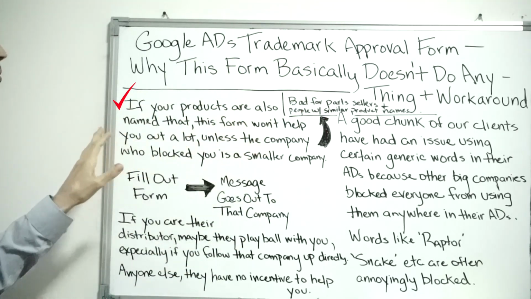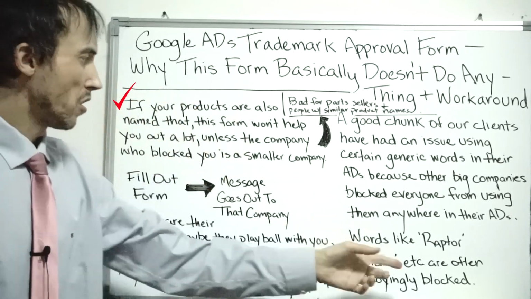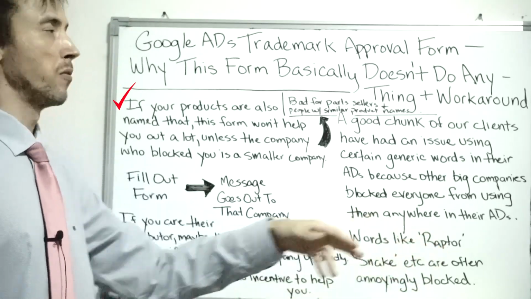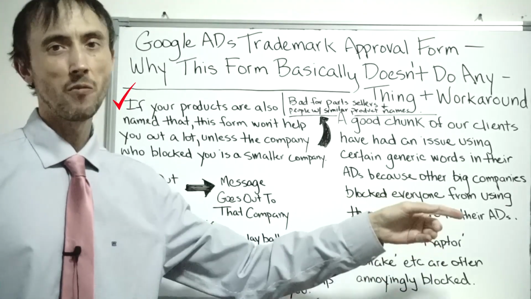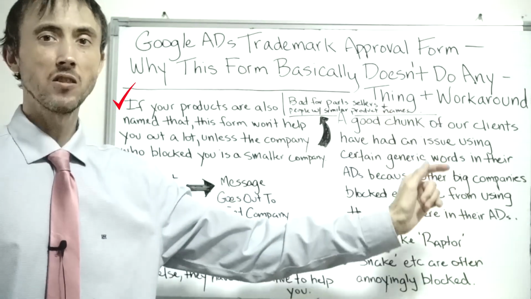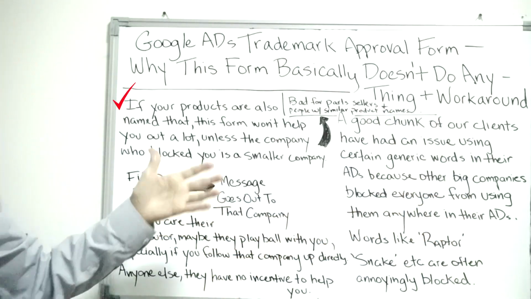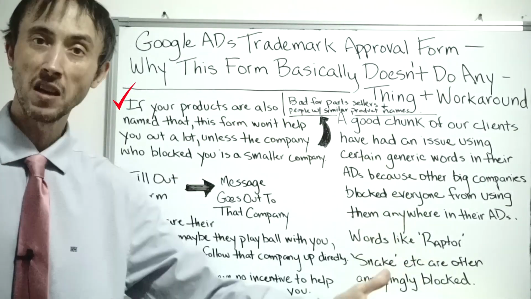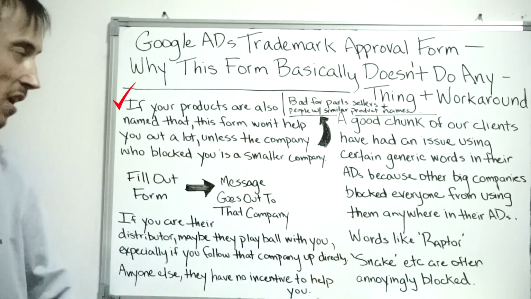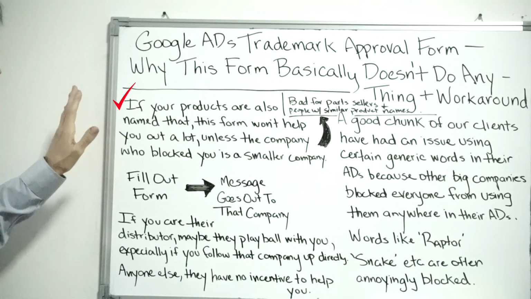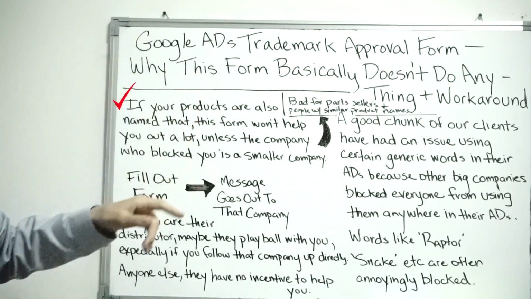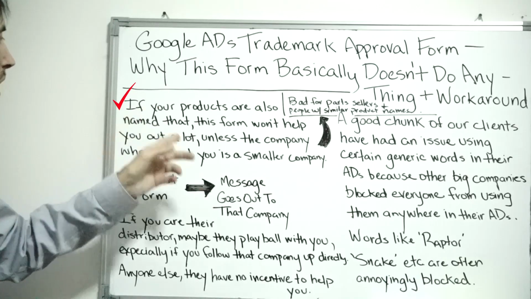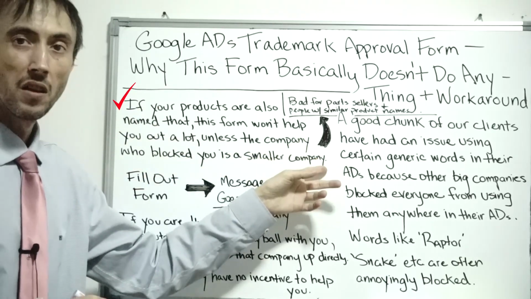If your products are also named, if you're in a situation where your product is named the Vanilla Raptor or whatever, and Ford has blocked Raptor from being used in your ads, and you can't ultimately put the name of your product in your ad, and you need to do that in order for your ad to get clicked and make money off of people searching for that keyword, the Google Ads trademark form won't help you out unless the company who blocked you, typically being a smaller company.